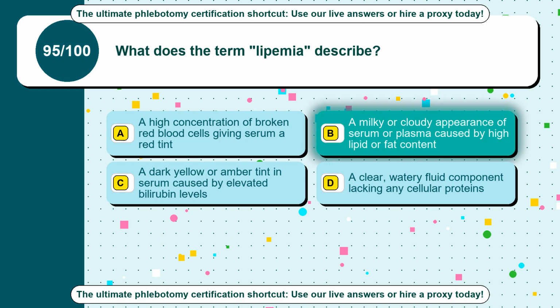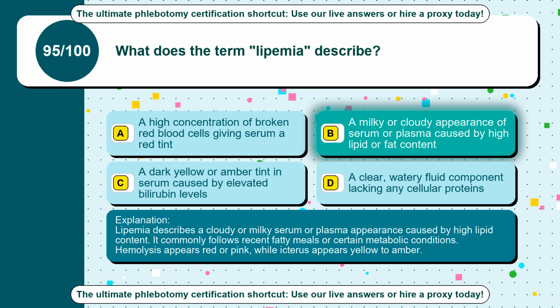The correct answer is option B, a milky or cloudy appearance of serum or plasma caused by high lipid or fat content. Lipemia describes a cloudy or milky serum or plasma appearance caused by high lipid content. It commonly follows recent fatty meals or certain metabolic conditions. Hemolysis appears red or pink, while icterus appears yellow to amber.